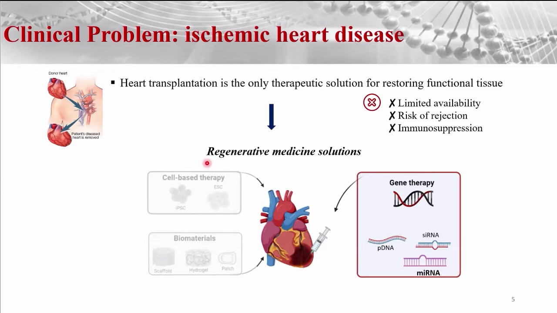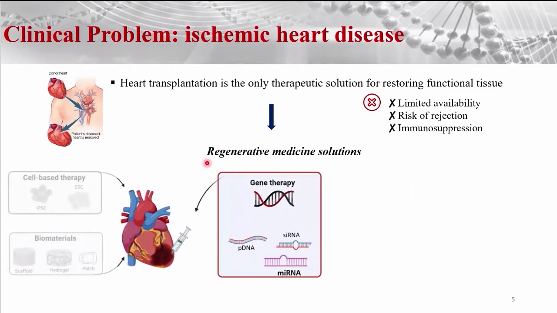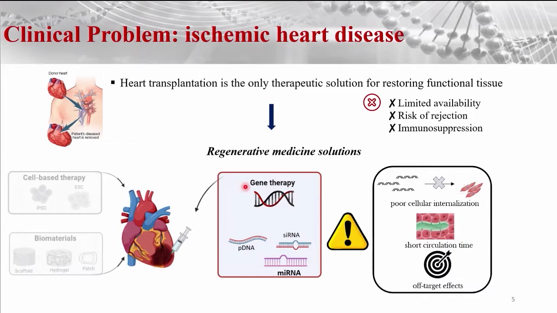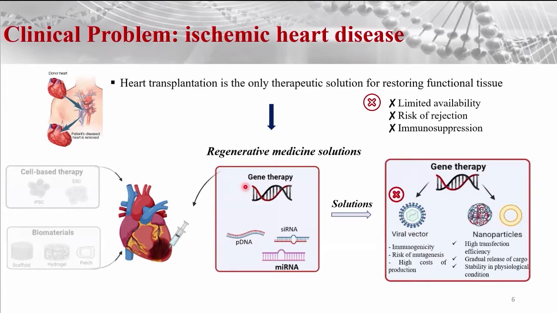The local release of microRNA is a promising strategy for cardiac regeneration. But the direct administration of microRNA is limited by poor cellular internalization, short circulation time, and off-target effects. For this reason, viral vectors are widely used to deliver genetic material, but their clinical application is limited by different drawbacks. New therapeutic solutions based on nanoparticles are exploited as a safer approach, with ease of production and low cost.